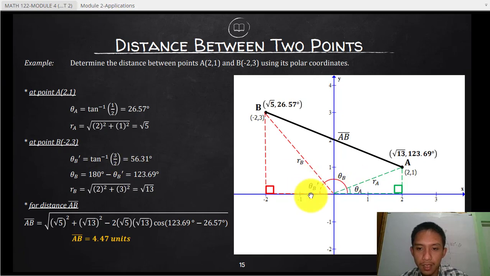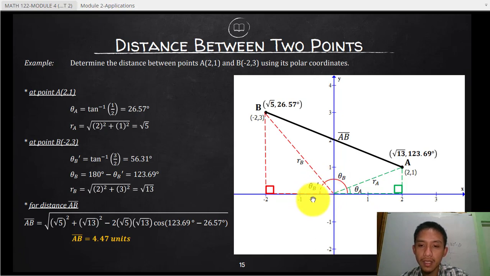Again, that is not automatically theta sub b, because this is your theta sub b. That is our theta sub b prime. I named that one theta sub b prime. So, okay, I will do that. That will be 56.31 degrees. Now, you want to get your theta sub b since that is actually what we need. Isn't it? That is what we need.